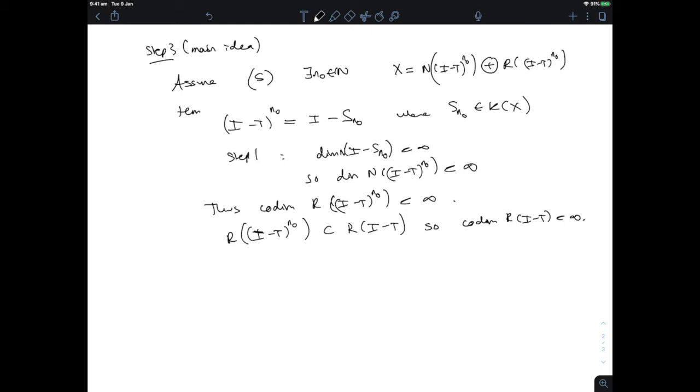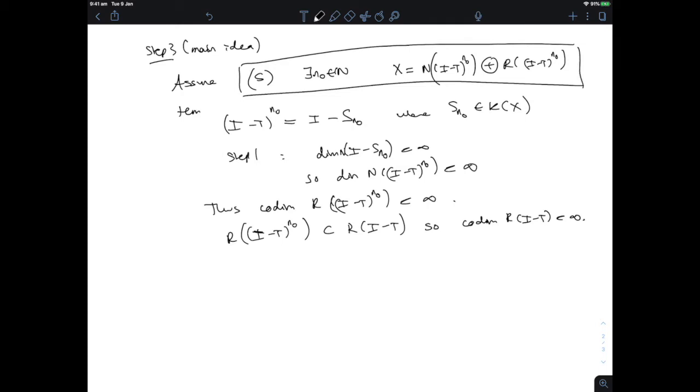Right, so this is really the key idea. The key idea is that we get the result as soon as we've proven the following split, which you could think of as being actually stronger than our result. So we're going to prove that there exists a certain power such that the space X splits into the null space of I minus T raised to a certain power plus the range of I minus T raised to a certain power, which is going to happen to be closed.